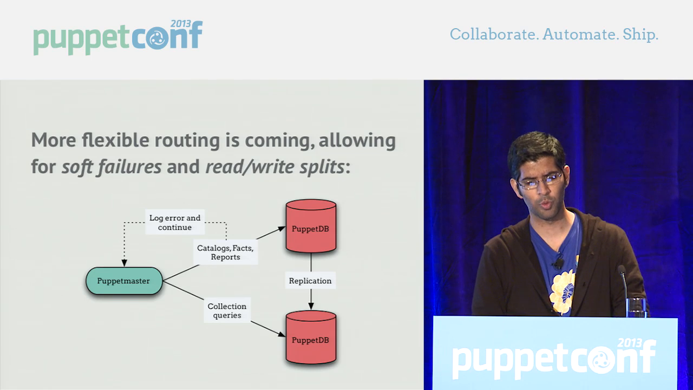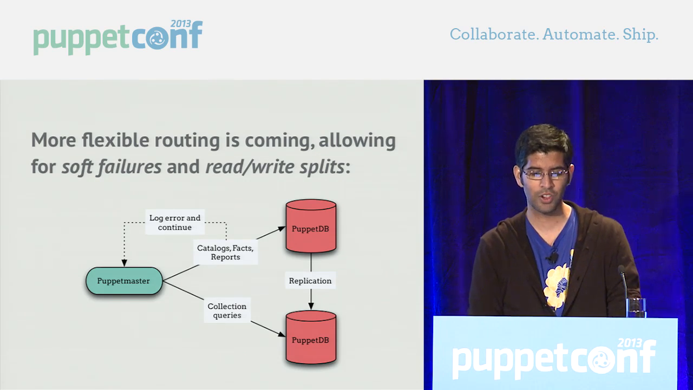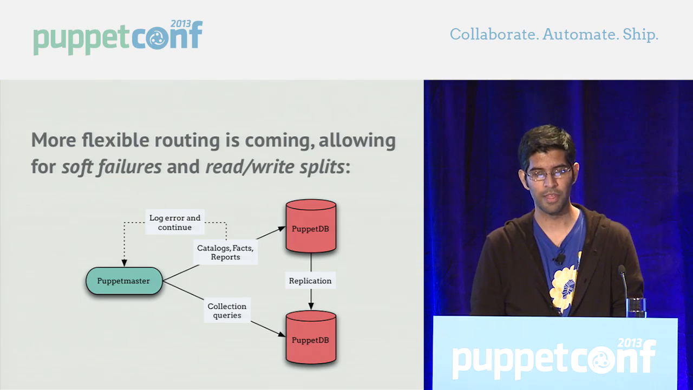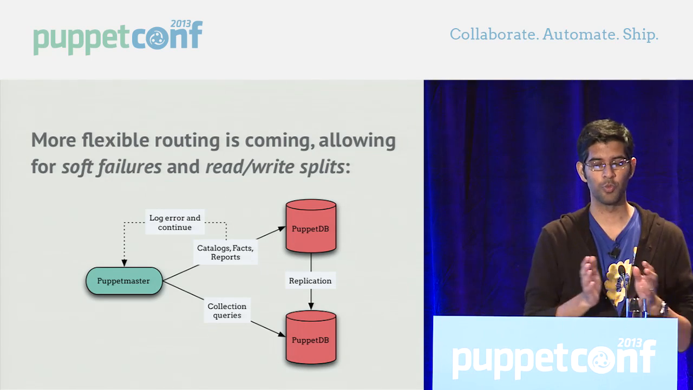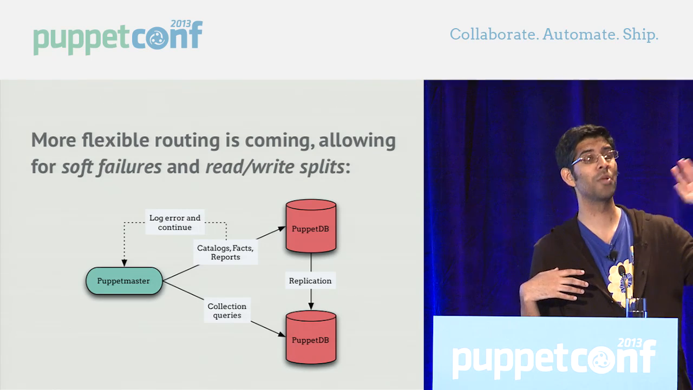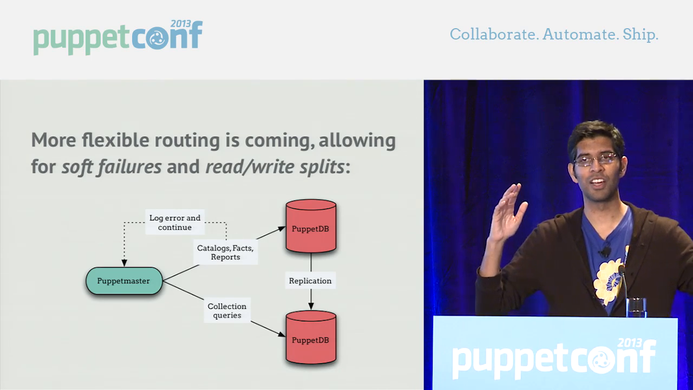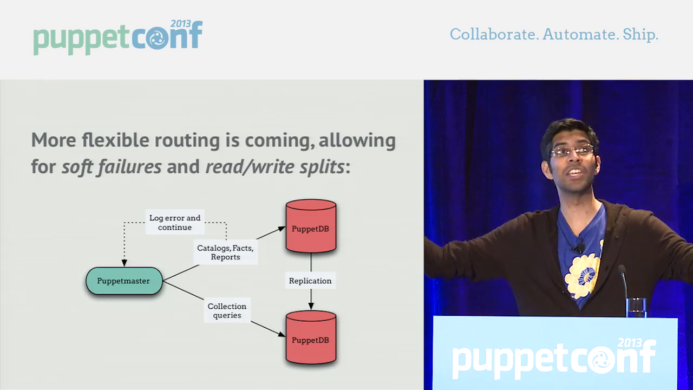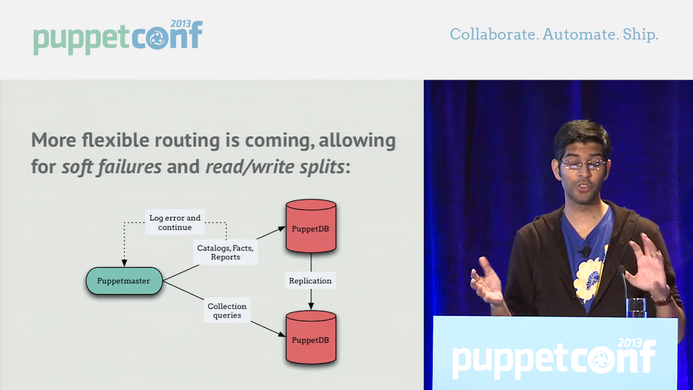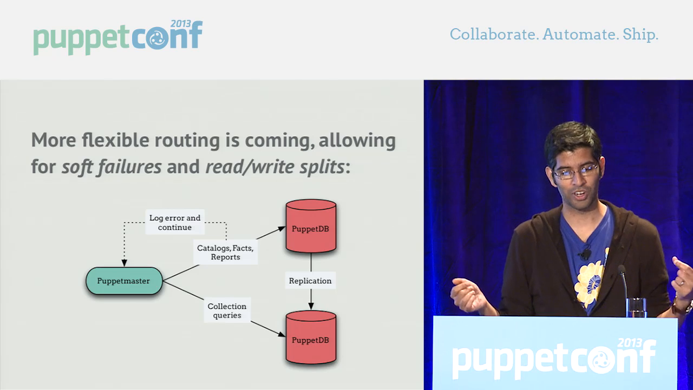Last thing I want to say is that we're working on more flexible routing that we want to do. We've had a lot of requests, especially from really absurdly huge installations, they have database clusters, and they want to do read-write splits. So they want Puppet to be able to get catalogs, facts, and reports from one PuppetDB daemon, to store them, but they want to do reads from a completely different one, maybe like a hot standby or something like that. So it turns out that's not hard to do, and we'll be working on it.